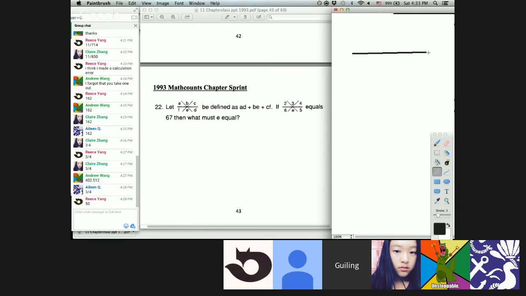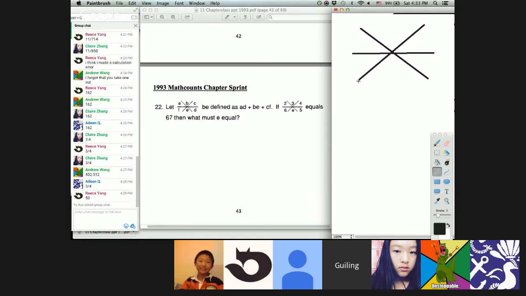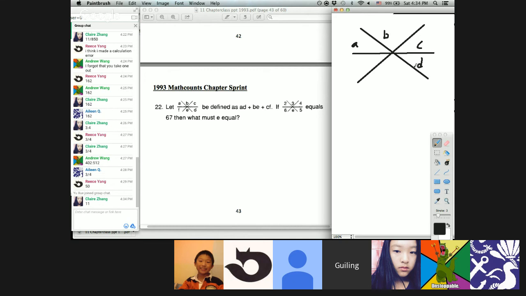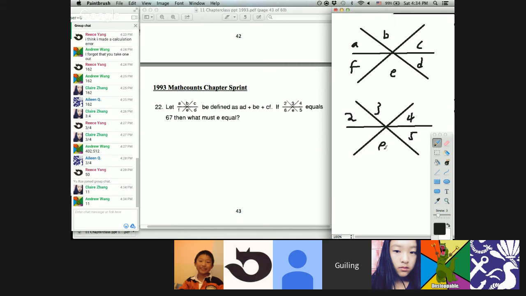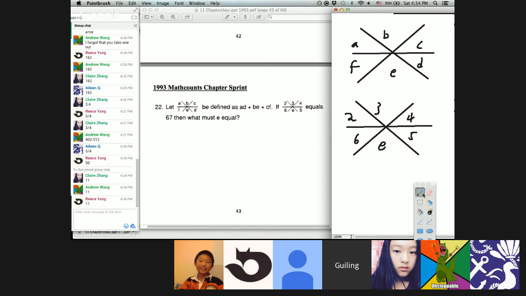I'll draw the symbol over here just in case you guys can't see it. So this is A, B, C, D, E, F, and then the question asks for 2, 3, 4, 5, E, 6. And it says this equals 67.